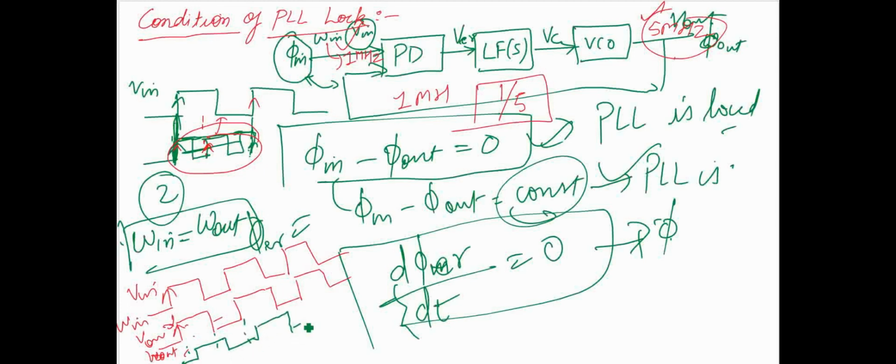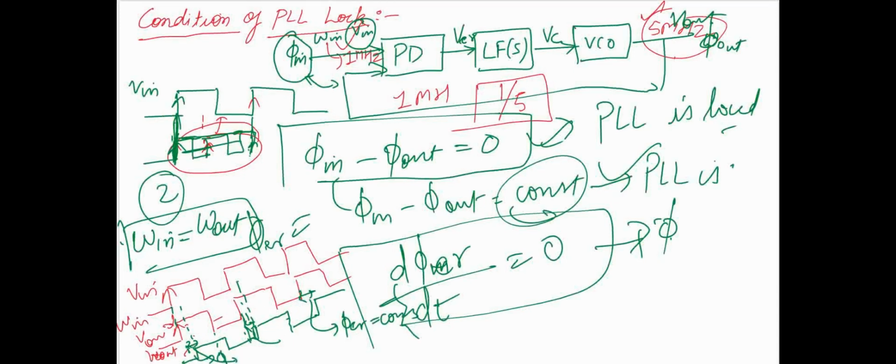The same amount, so this phi error equals a constant. It varies by a constant amount, not like this, where the phase errors phi 1, phi 2, phi 3 differ. Phi 1, phi 2, phi 3 are all equal to phi error, which is constant. So this is the PLL locking condition. Again I am repeating, there are two conditions for PLL lock.